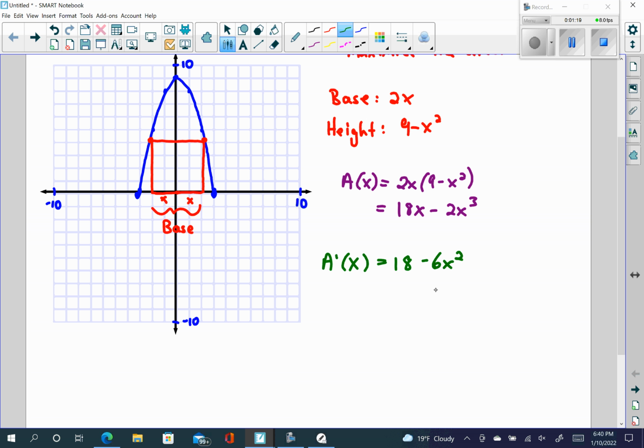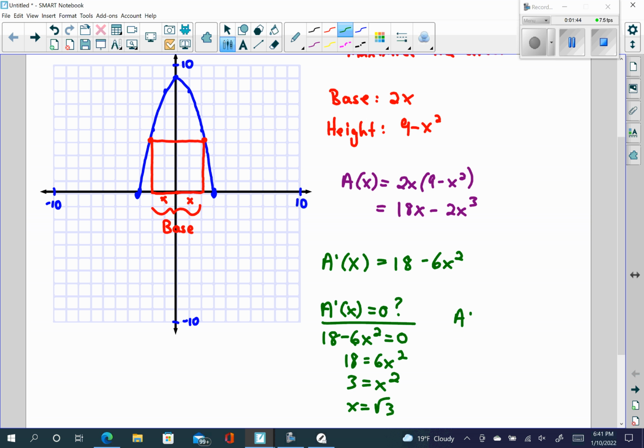And we just want to know it's never going to be undefined, so we don't have to worry about that in this problem. So we'll just say, where is it going to equal 0? So we'll set this equal to 0. Solve for x. We'll add 6x squared to each side, divide by 6, we'll get 3 is equal to x squared. Now when we go to take the square root, we don't have to worry about the negative answer, because in this problem that negative answer won't make sense, so we'll just say x is equal to radical 3.